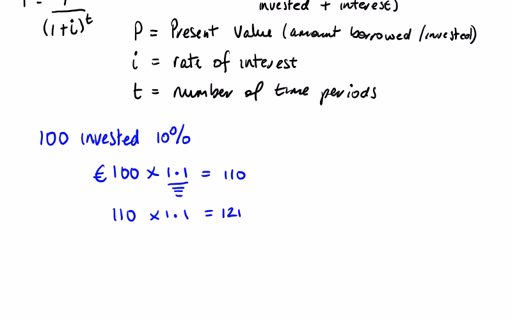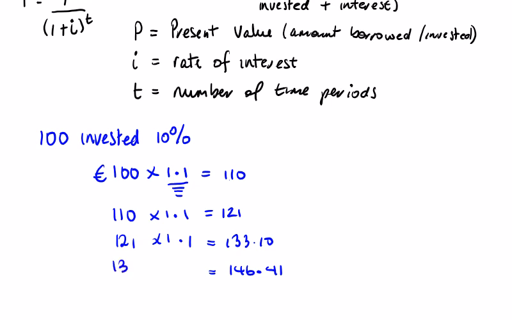If we add 10% onto 121, we're going to gain 12.1. So we're going to have 133.1. So 121 by 1.1 is 133.1. If we add 10% onto 133.1, we're going to gain 13.31. So we're going to have 146.41.